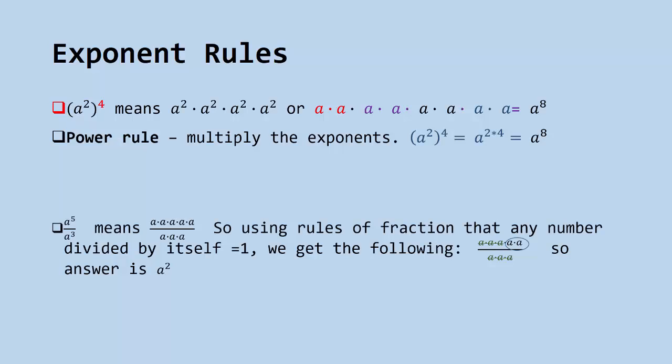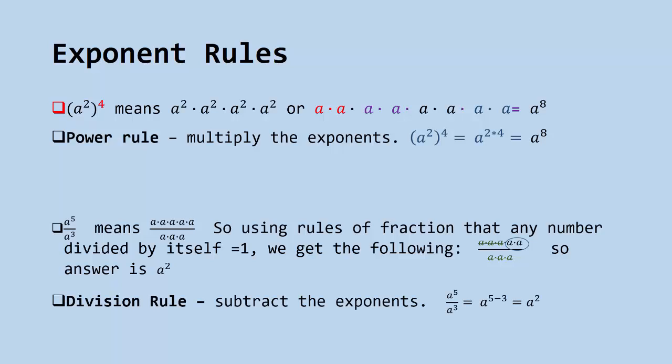Now let's do the next one. A to the 5th divided by a cubed means a times a times a times a times a over a times a times a. So using rules of fractions that any number divided by itself equals 1, we can get the following, and you'll notice here that I've canceled out an a on the top and bottom, and there's a total of 3 that match up. So all of those reduce to 1. And I'm left simply with a times a on the top, so my answer is a squared. And there's our division shortcut. The division rule says to subtract the exponents. So a to the 5th divided by a cubed equals a to the 5 minus 3, or a squared.